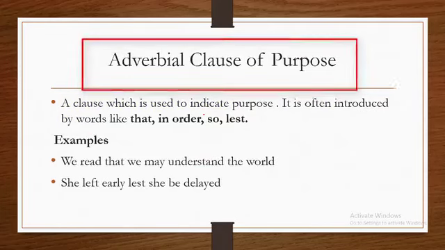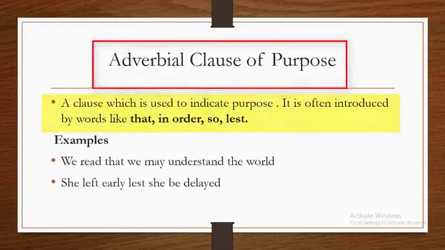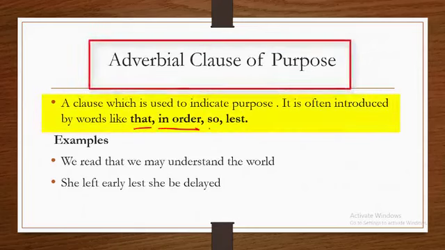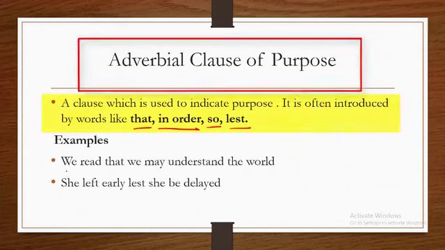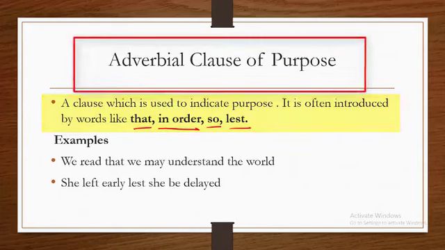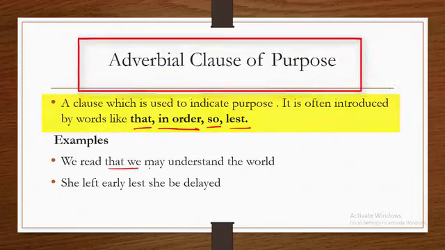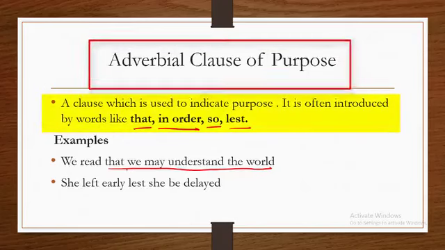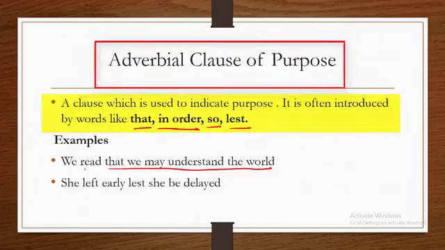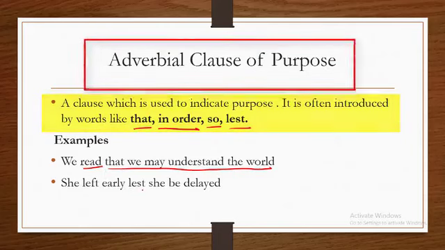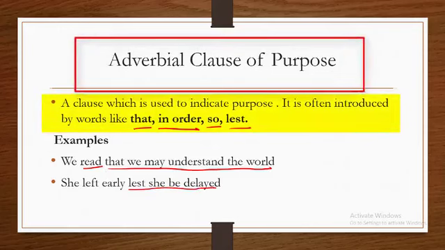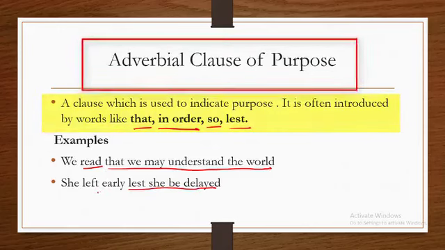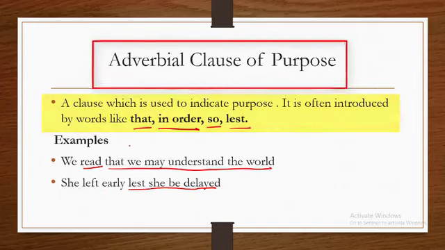Now here it indicates purpose. So we have words like that, in order, so, lest. We read that we may understand the world. So that we may understand the world is an adverbial clause, modifying the verb read. She left early lest she be delayed. So the expression lest she be delayed modifies why she actually left, the purpose of leaving early.